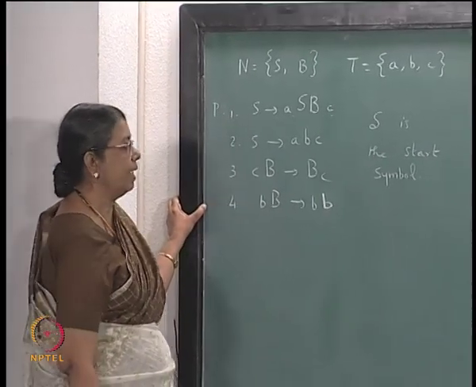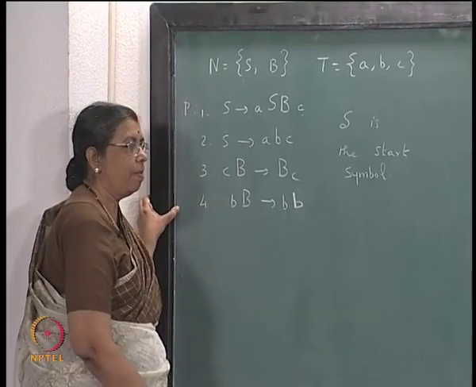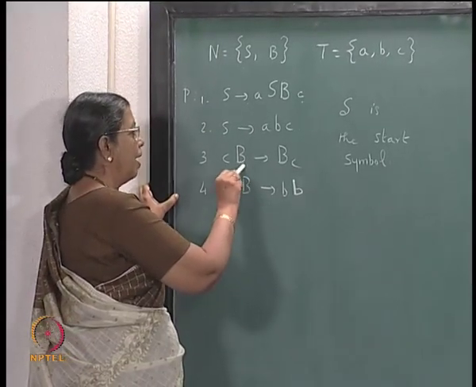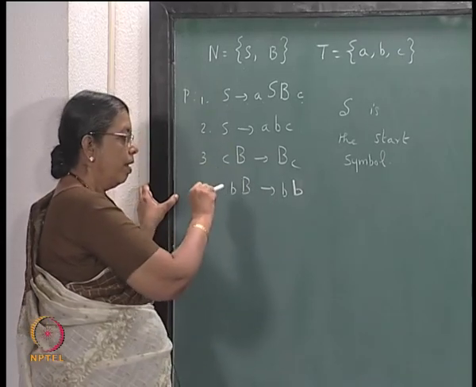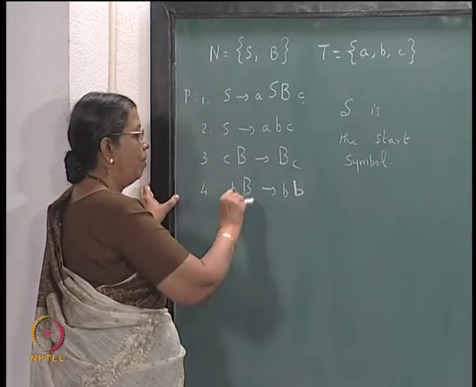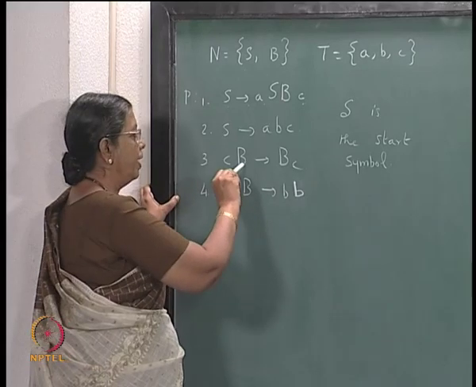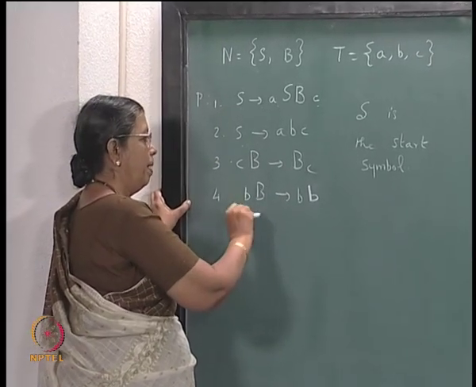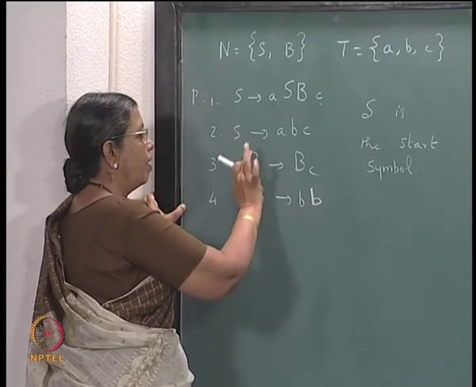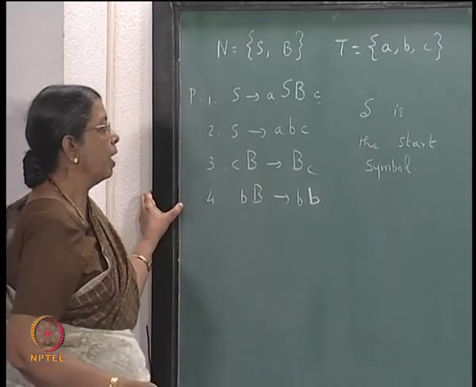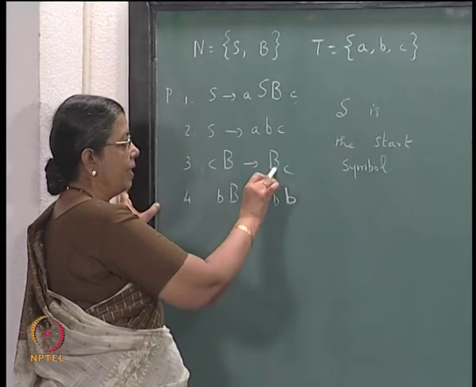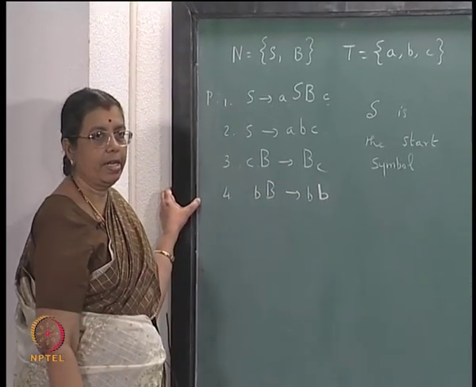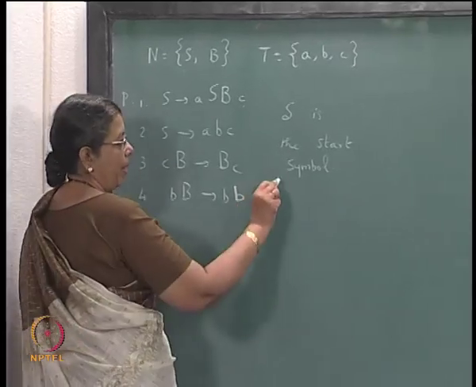Now, you can see that this is not a type 2 grammar or a type 3 grammar, because if you have a single non-terminal on the left hand side it is type 2. But here you find that on the left hand side you have the strings CB and bB. So, this does not belong to type 2, but you can also see that the length of the right hand side is always greater than or equal to the length of the left hand side. So, this is a type 1 grammar.